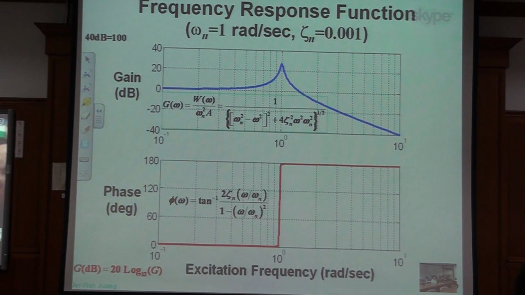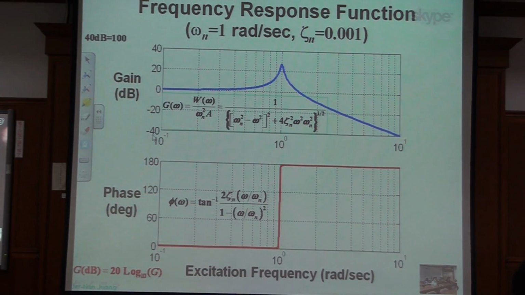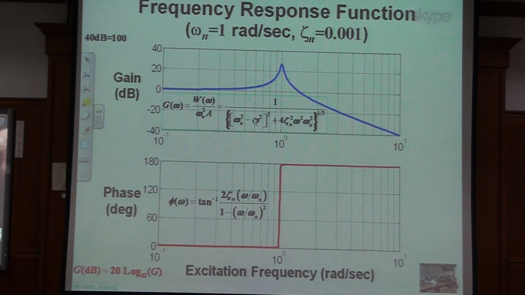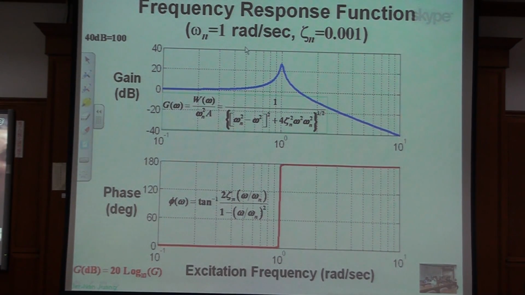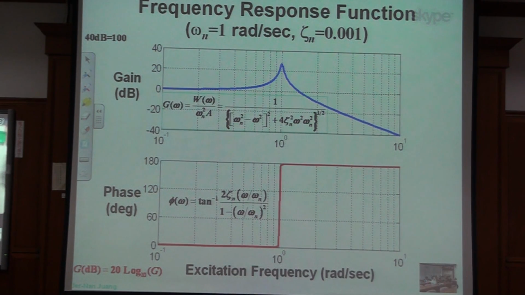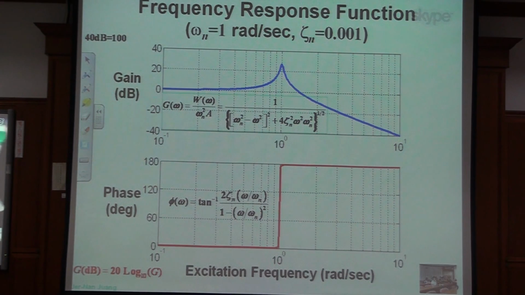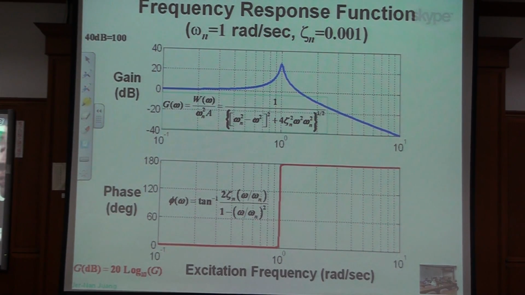For this case, omega starts from zero. Omega n is assumed to be 1 meter per second. This omega n comes from the system and has nothing to do with my input. My system originally has 1 meter per second, that's my system's major frequency. And my system has zeta n of 0.001, which means my system has 0.1% damping.